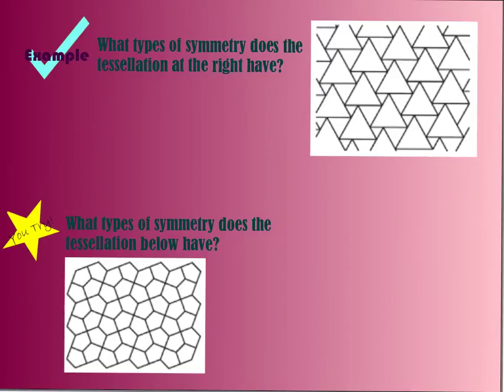So I'd like you to take a look at this Try as soon as I'm done going through this example with you. This example, again, is a little bit more subtle. It's just triangles, right? And if I look at them, I'm going to focus in on one part of it, just like we did before. I'm going to focus in on just this section here. If I focus in on that, if I move this around left, right, up, down, I can still fall on the tessellation. So this would have translational symmetry.